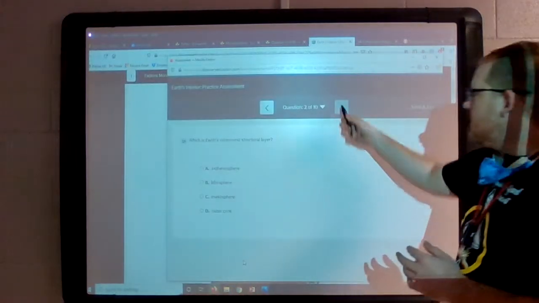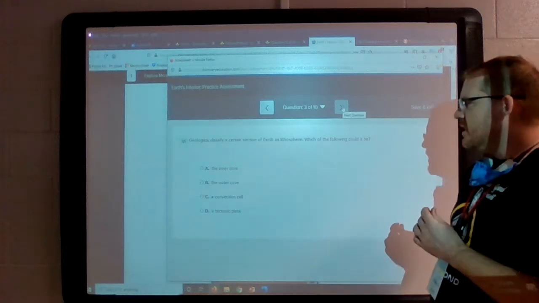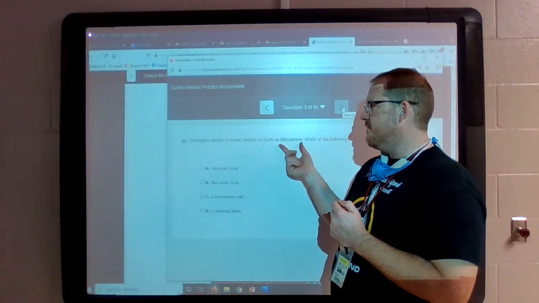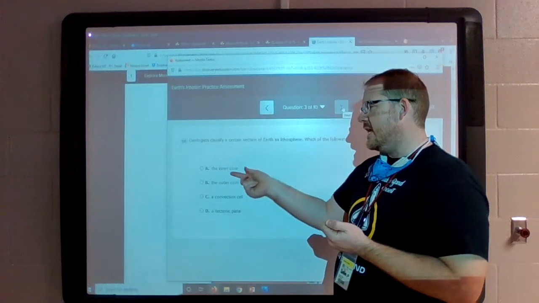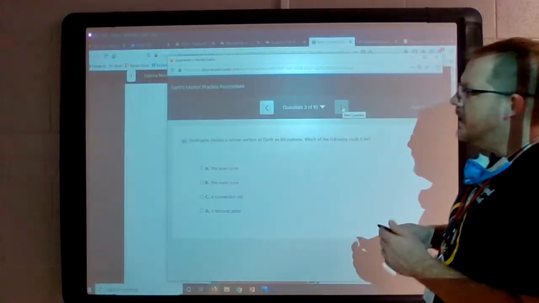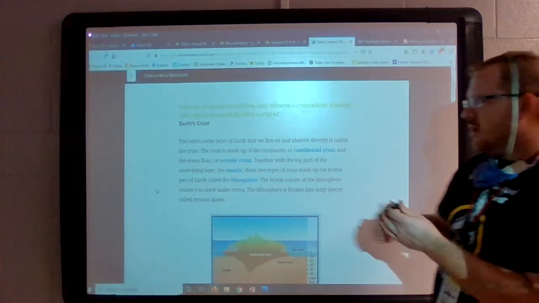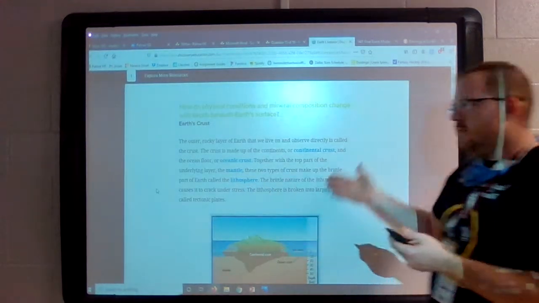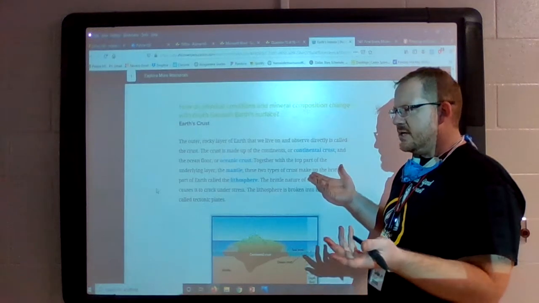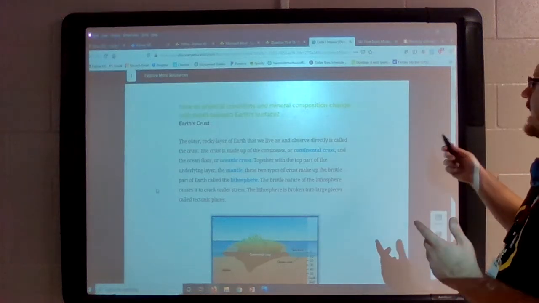So number three, geologists classify a certain section of the Earth as lithosphere. Which of the following could it be? So you're looking specifically for the lithosphere. Is it the inner core, the outer core, a convection cell, or a tectonic plate? So go back to the very beginning where they talk about the Earth's crust and the lithosphere and see what kind of things they mention there. Do they mention convection cycles? Do they mention inner core or outer core? Or do they mention tectonic plates? That should help you answer that question.